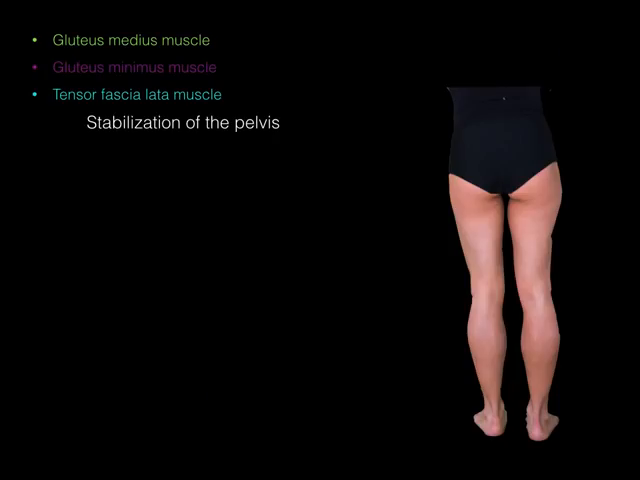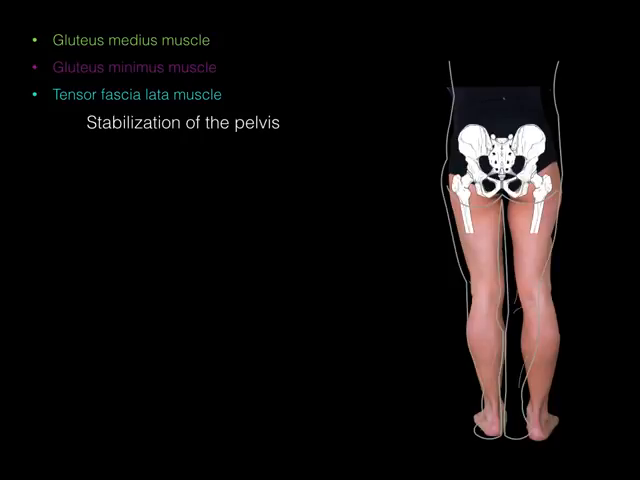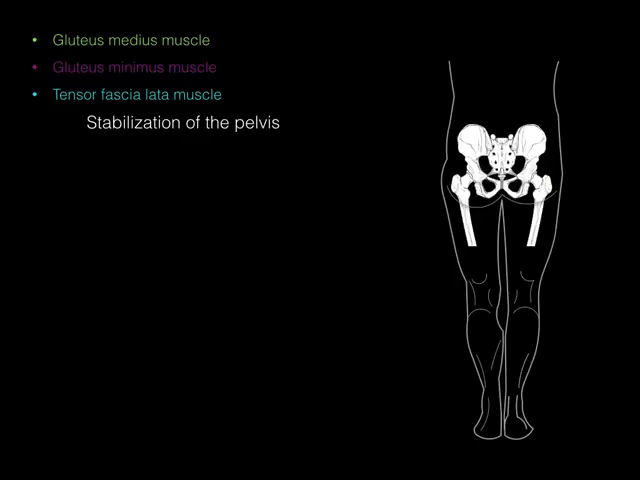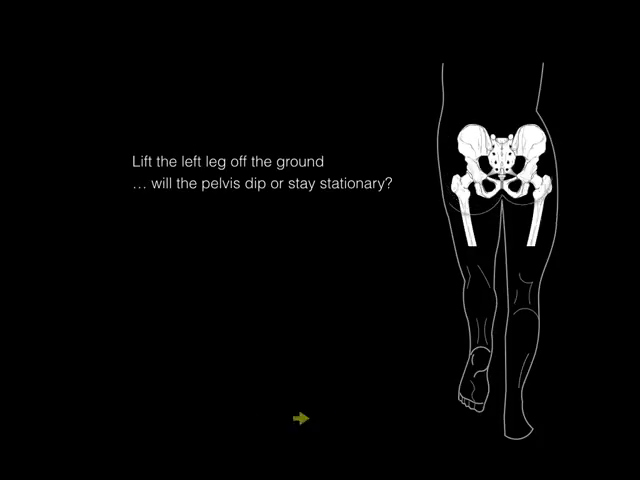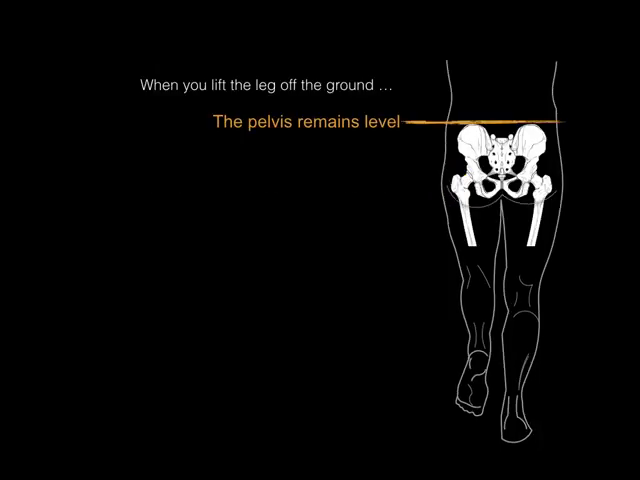Now another one is stabilization of the pelvis. So we're going to show this posterior view and then ghost on the hip joint and then show this illustration. Now watch, what happens if you lift the leg off the ground? Will the pelvis dip or stay stationary? So you lift the leg off the ground and notice now that there's nothing supporting on this left side. You would think that that pelvis would dip because of gravity. But what we see is, if you lift the leg off the ground, the pelvis remains level.